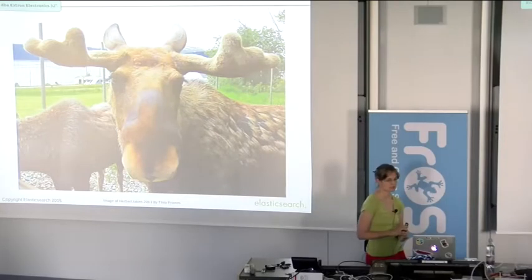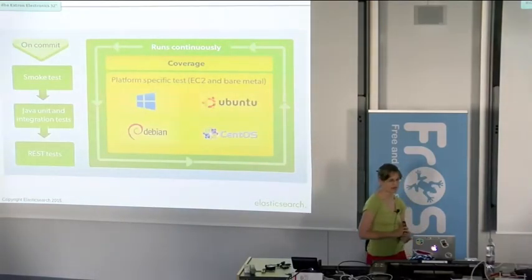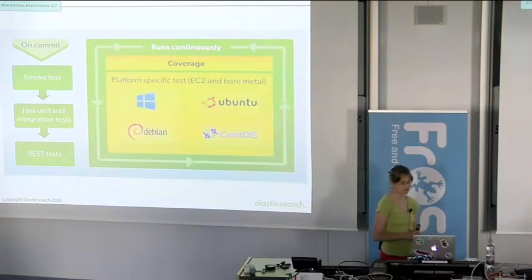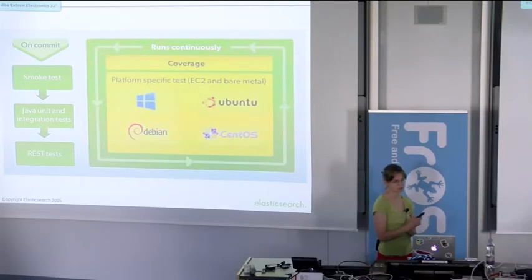How does that look for the ELK stack? We have a bunch of machines, both on Amazon, running in the cloud, as well as bare metal boxes, where we don't have a virtualization layer in between. There is, on each commit, a smoke test. There's a regular run for Java unit tests. There's a regular run of tests that go against the REST API.